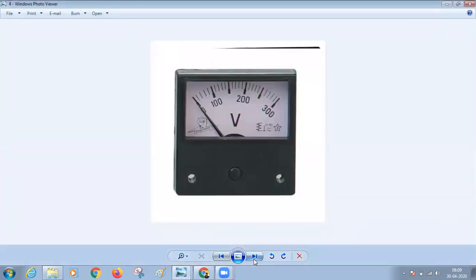Right, you take another meter. Here, how many symbols are you observing? 4 symbols are there. The first symbol represents the type of the meter, which is moving iron, and the second symbol represents that this meter has to be placed vertically. And the third symbol means this meter can measure both AC as well as DC. And the star symbol means this meter is tested, and inside the star you have 2, so the testing voltage is 2 kilovolts.